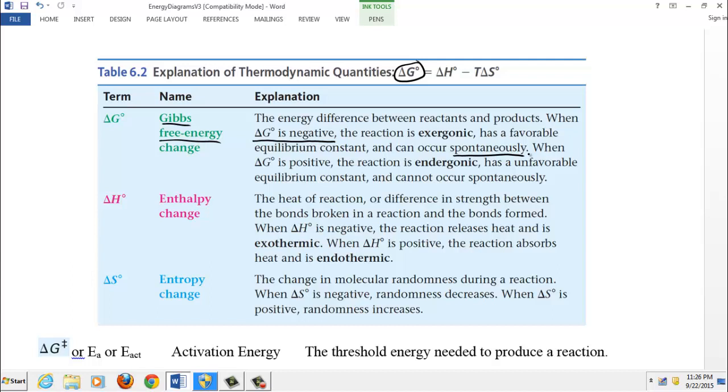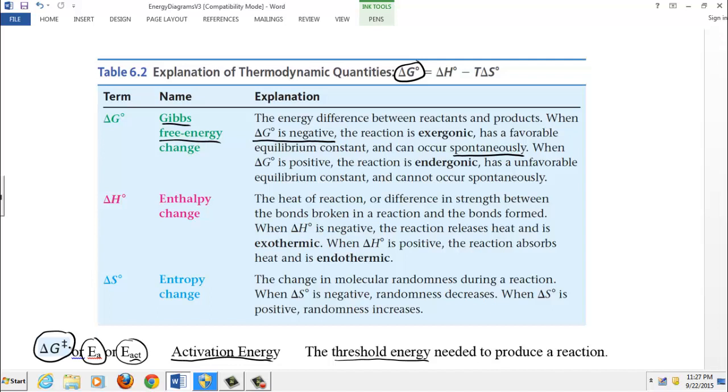Let's talk about a match. A match lighting is a spontaneous process, but it needs a little bit of heat, a little bit of friction. So a little kick to get going, that's called the activation energy. It's the threshold amount, the minimum amount, needed to get the reaction started. And once it gets started, the reaction just keeps on going on its own. That is called the activation energy, and I often abbreviate it as E with ACT as a subscript. Sometimes you see E sub A, and occasionally they'll put a double cross on delta G, and that also implies the activation energy.